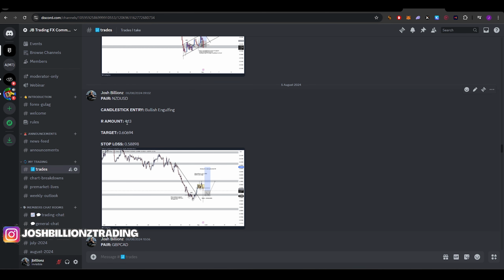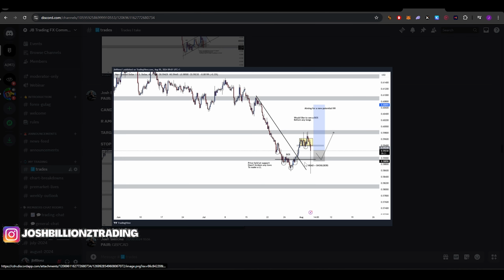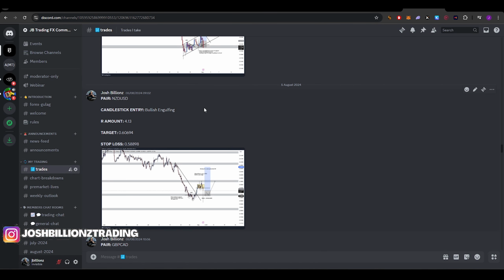The R was actually 4.13, candlestick entry, bullish engulfing. And you can see the screenshot here. Exactly the same thing I was talking about in the video. Price held at support, not making any lower lows, broke structure, reversing the shoulder, pulled back into that level, and as you can see, that's where I got my entry. Aiming for a new higher high, and I'd like to see a breaker structure for any longs, and obviously that's the breaker structure there. So that's the before, and let's go to the after.